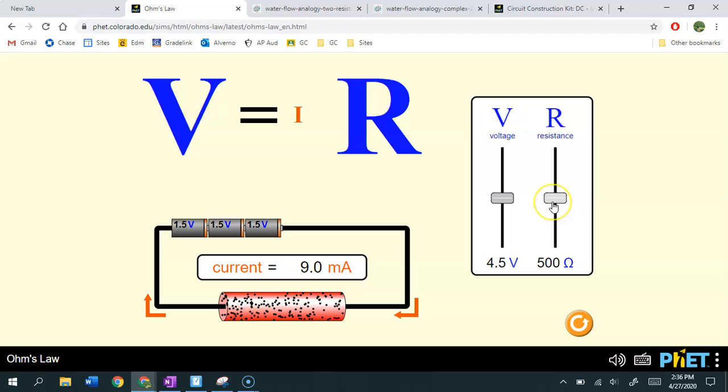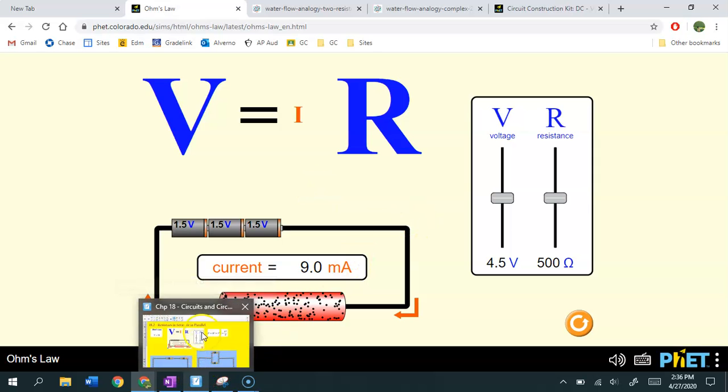Just understand this idea. I've linked this as well in our lesson notes, so you can start to understand what V equals IR stands for.